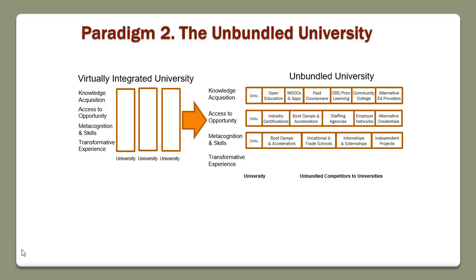And then you also have vocational and trade schools that may not be accredited. You have internships and externships, and you have just students doing independent projects that they're managing in e-portfolios and things along those lines. And then the transformative experience. So the university, they are the strongest there, but I think increasingly students are looking for transformative experiences that they're adding on to the university.